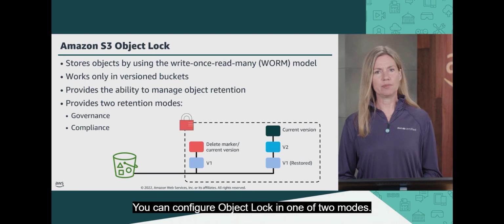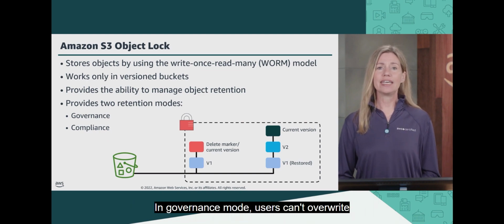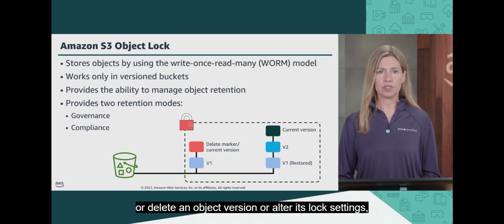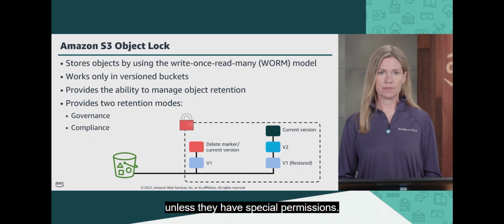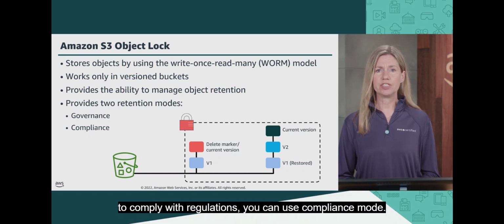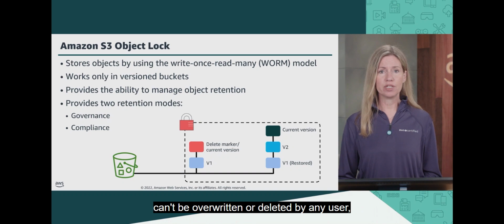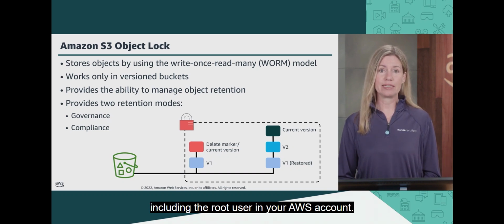You can configure object lock in one of 2 modes. In governance mode, users can't overwrite or delete an object version, or alter its lock settings, unless they have special permissions. If you require stronger immutability to comply with regulations, you can use compliance mode. In compliance mode, a protected object version can't be overwritten or deleted by any user, including the root user in your AWS account.